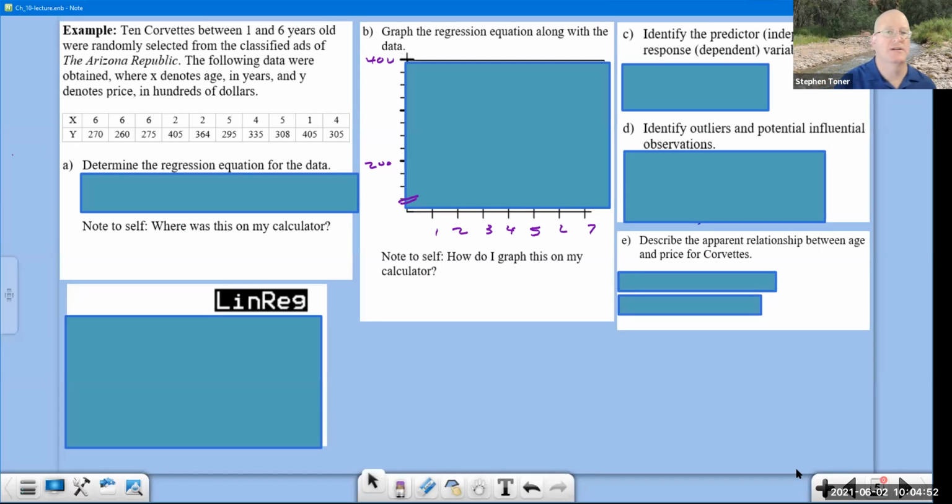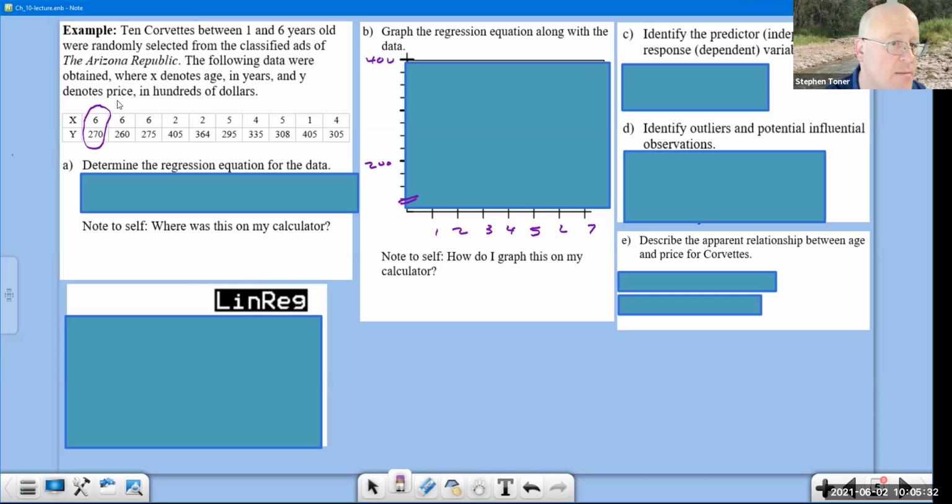Okay, let's dive into our first problem, and I'm going to ask you to pause the video and type these values into list 1 and list 2 on your calculator. I'll read this here. It says 10 Corvettes between 1 and 6 years old. All of our X values are in years. Were randomly selected from the classified ads of the Arizona Republic. The following data were obtained where X denotes the age in years and Y denotes the price in hundreds of dollars.